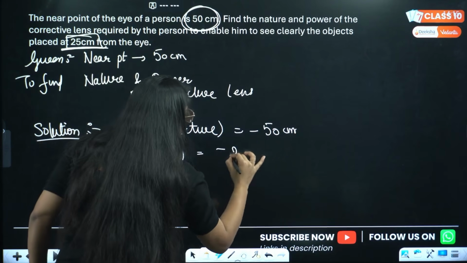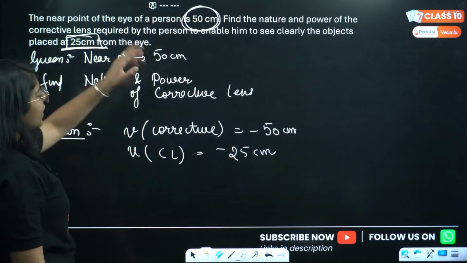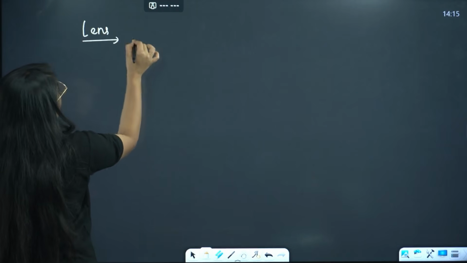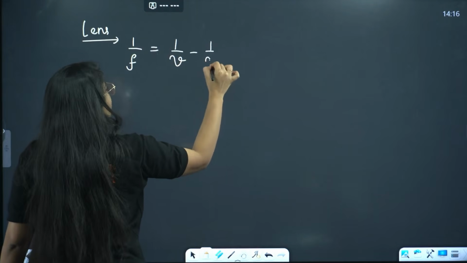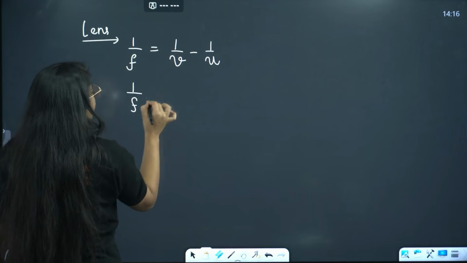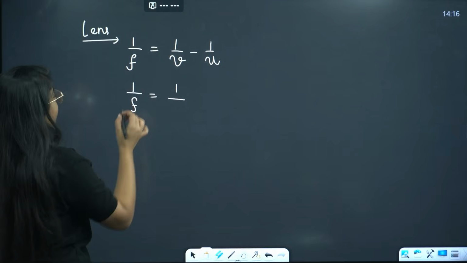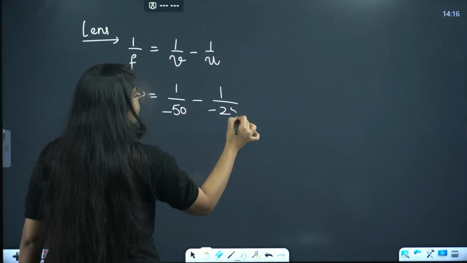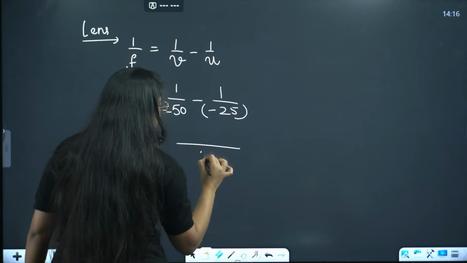So again, this is corrective lens. This is again U is always negative, minus 25 centimeter. Now can I find focal length easily? So by using lens formula, I will write 1 by F equals to 1 by V minus 1 by U. F I have to find, V I have, that is minus 50 centimeter. Minus 50, U is always minus, that is 25. I'll just take the LCM. This is the easiest calculation to ever exist.